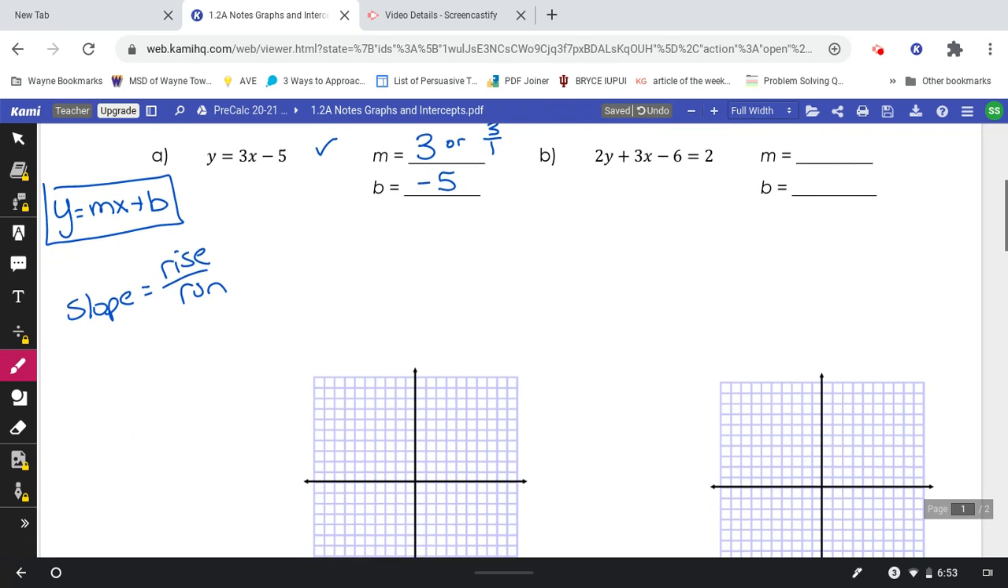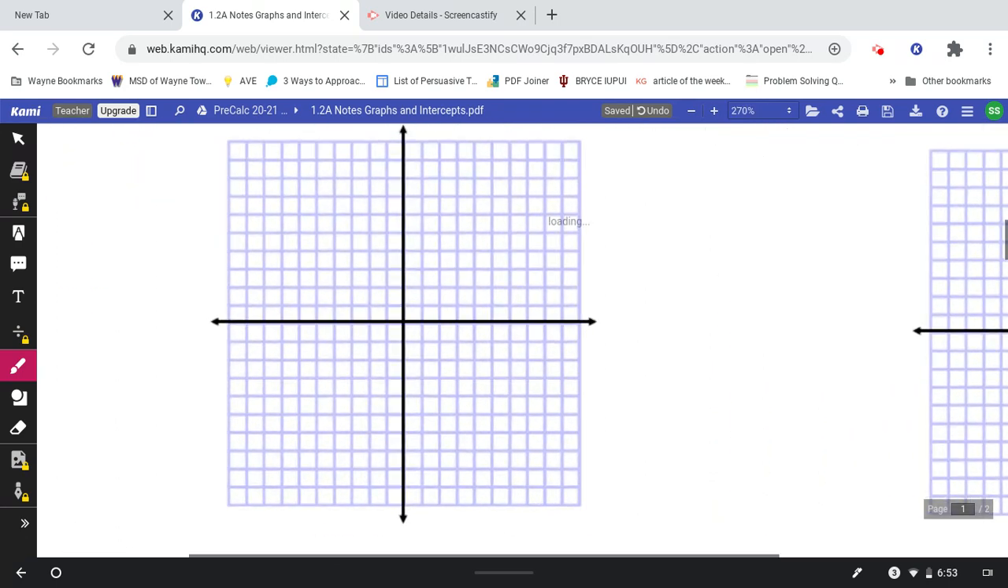All right, so for your y-intercept, you're going to go down 5 on your y-axis. And then your slope of 3 means you'll go up 3 and forward 1. Up 3, forward 1, and continue to repeat that process. You could also go down 3 and backwards 1 to continue your line in the opposite direction.